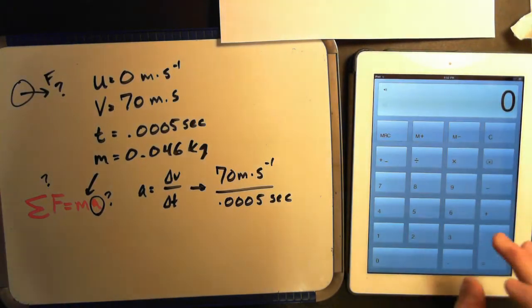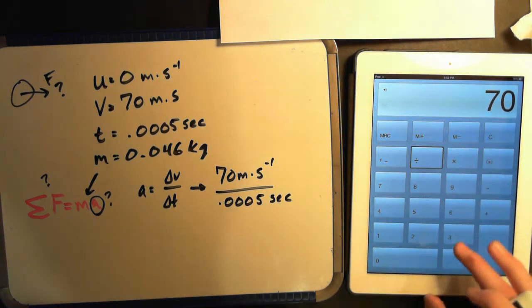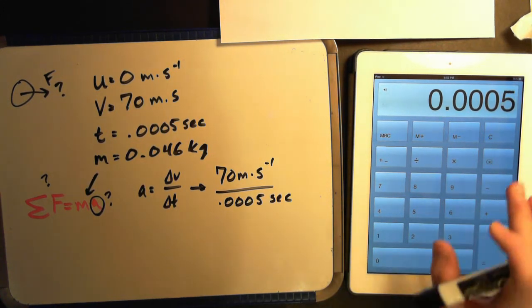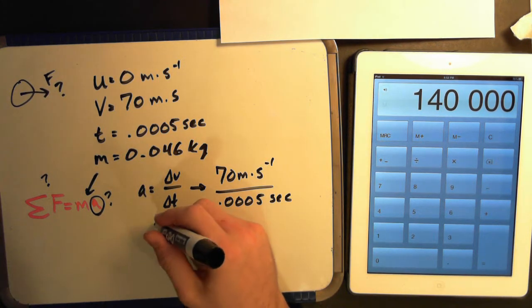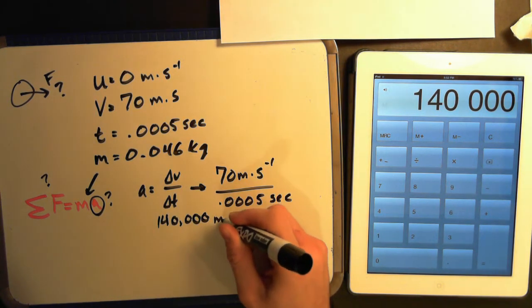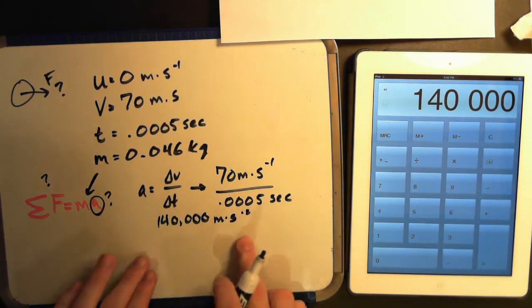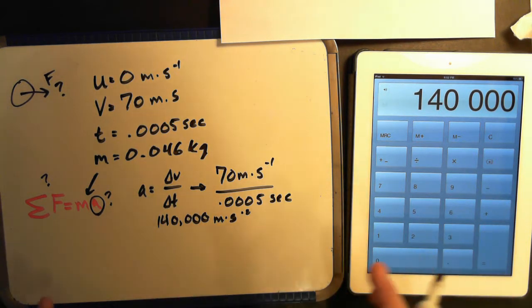Our calculator will say that 70 divided by 0.0005. Since that's less than 1, we're going to get a big number. That is a big number. It is 140,000 meters per second squared. And remember, this is just a very small amount of time, so it makes sense that there's such a high acceleration when the club hits the ball.